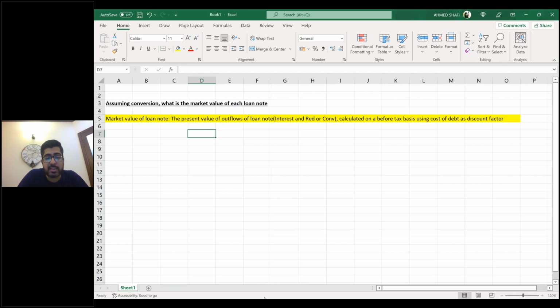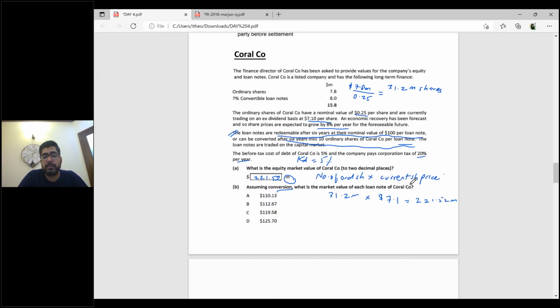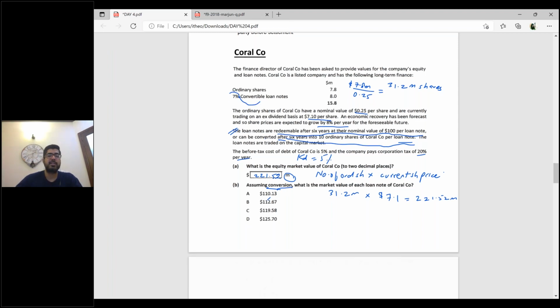Since this question is asking you market value of loan note, what is it? It's basically the present value of 2 outflows, interest and redemption or conversion, discounted at KD. Now, because you are solving this assuming conversion, it can be converted after 6 years and it pays 7% interest.